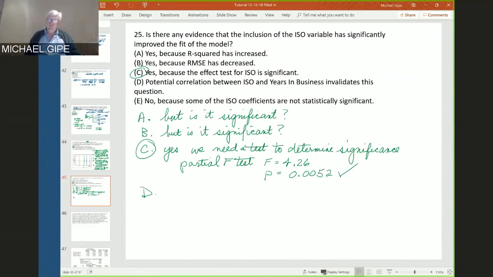It says potential correlation between ISO and years in business invalidates the question. Okay, this would be a collinearity. It doesn't invalidate the question. It can still be significant.